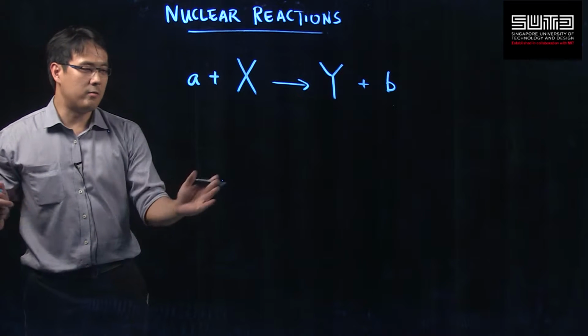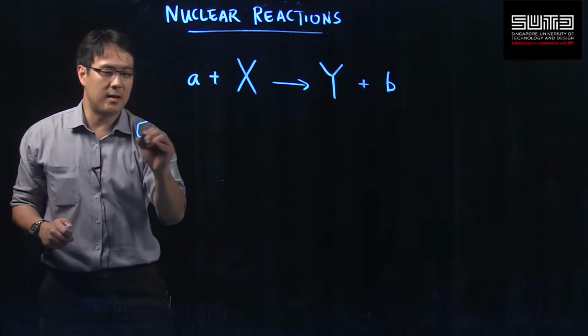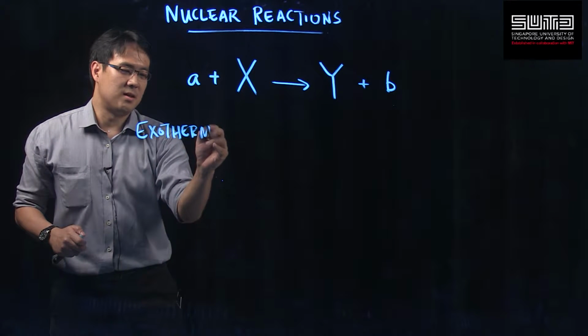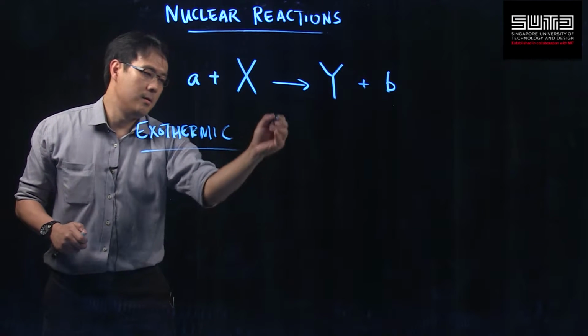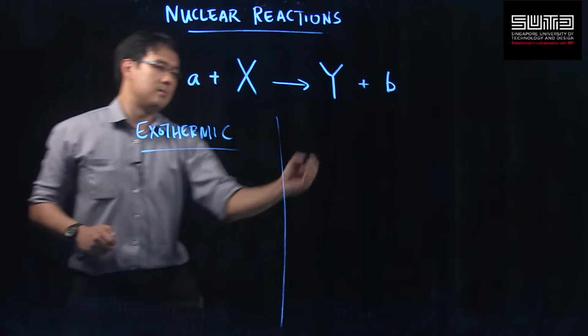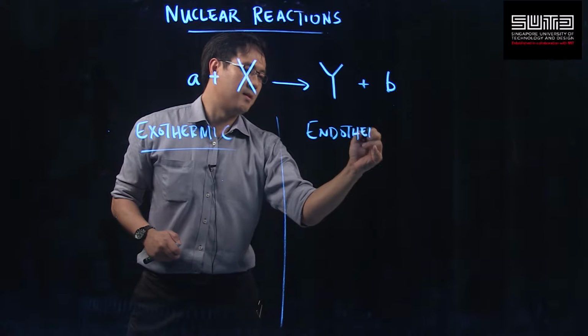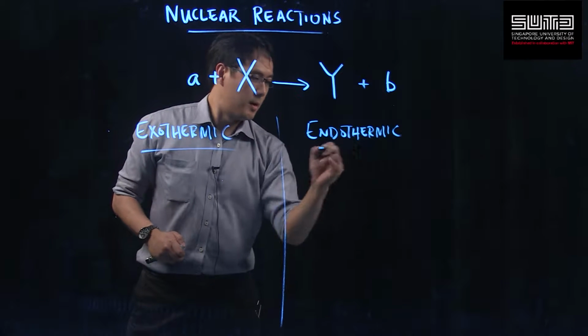There are two categories of reactions that we have. The first category is exothermic reactions. These are reactions that give off energy. The next category of reactions are what we call endothermic reactions. These are reactions that absorb energy.